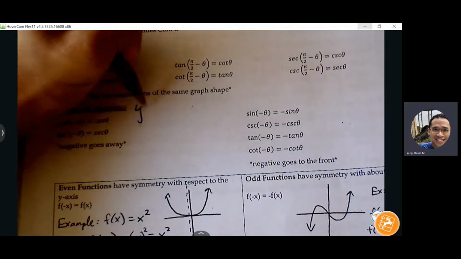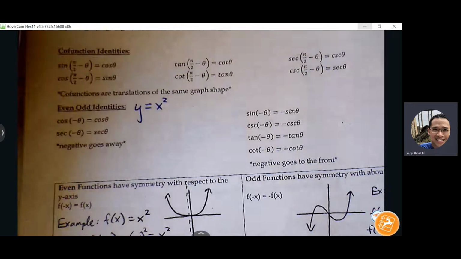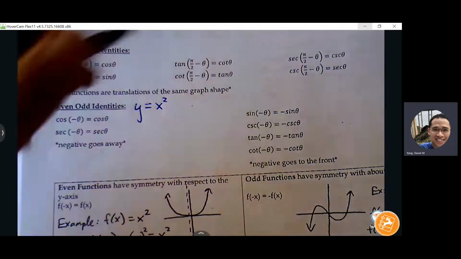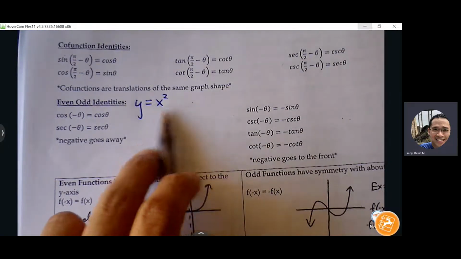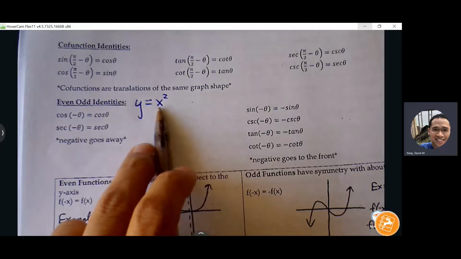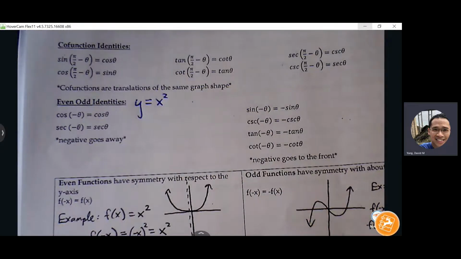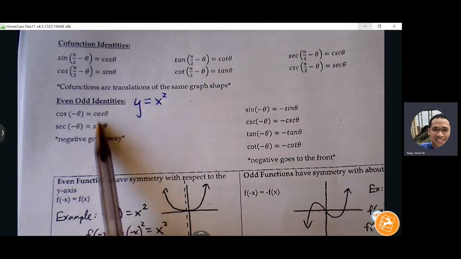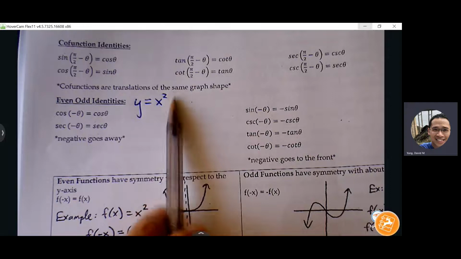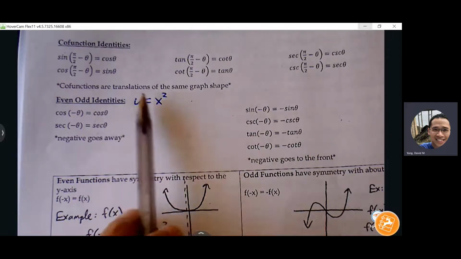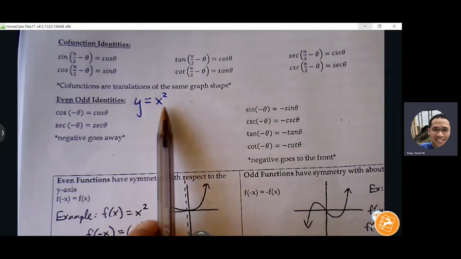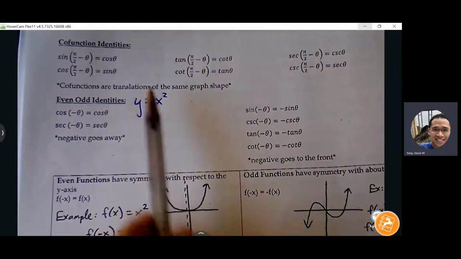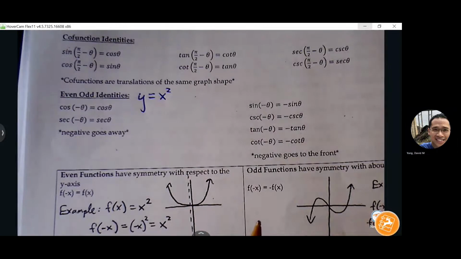Here's an algebraic example of that: y equals x squared. Y equals x squared is considered an even function because if I replace x with a negative value, that negative just goes away. If I do -3 quantity squared, it's still the same as 3 squared, which is 9. So that has that same relationship. Cosine and secant also, if I insert a negative, it just goes away, just like the negative would go away with a parabola, or any x value that I plug in.